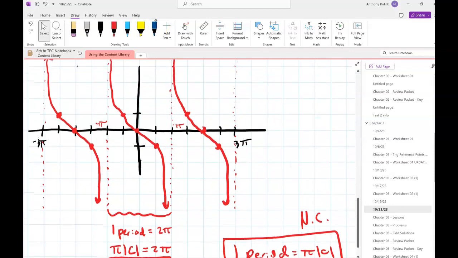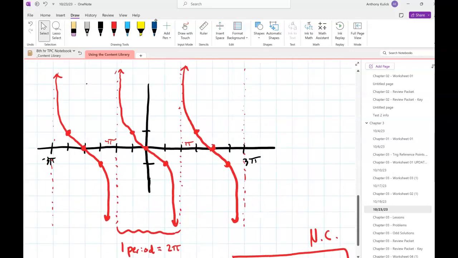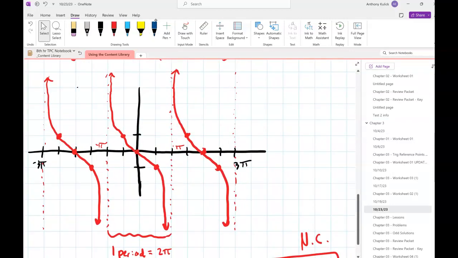Now, the midline, same idea. What would the midline be on this graph? Still looks like y equals 0, right? I'll just draw it this way. And that's still going to be y equals k. No worries there. Still the same thing.